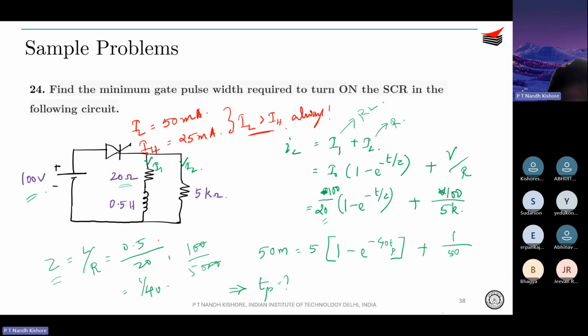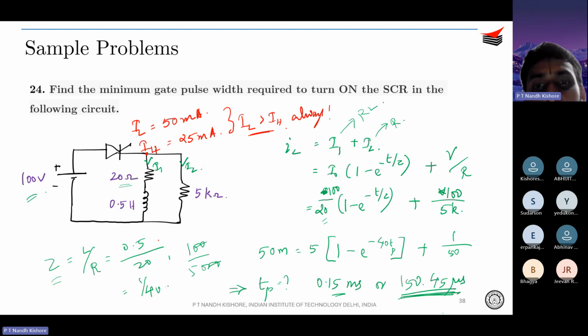So you should get something like 0.15 millisecond, or more accurately 150.45 microsecond. Okay.